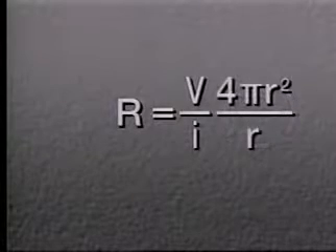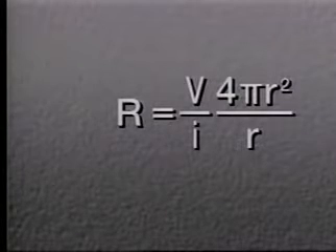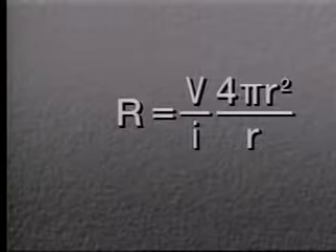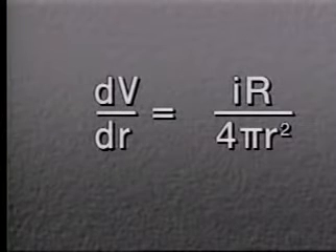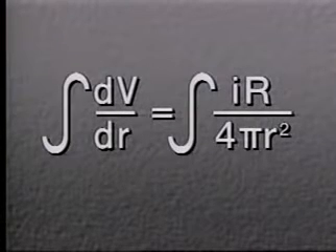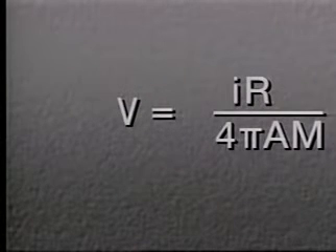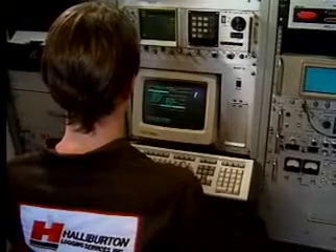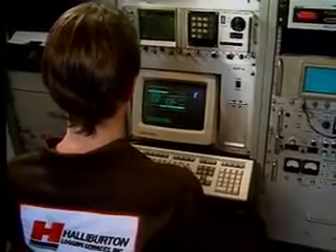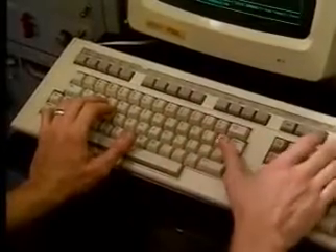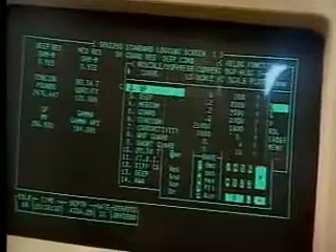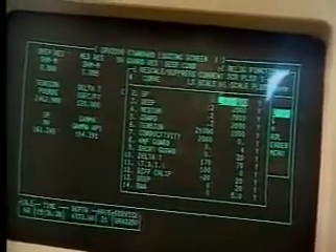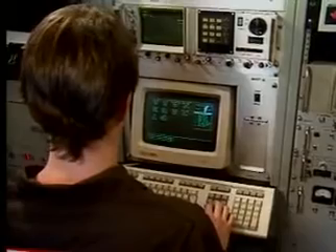Since the area of a sphere is 4 pi r squared, we substitute this for area A and substitute little r for the length L. Rearranging our terms and integrating dV over dr will result in V equals IR over 4 pi AM, where AM is the distance between downhole current and voltage electrodes. Therefore, in our simple model, the geometry constant of our equation is tool-dependent and is not dependent on downhole factors. But the basis of our result hinges on the acceptance of the spherical current radiation model.